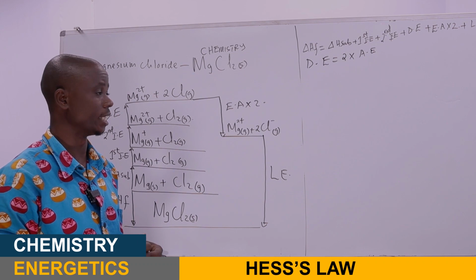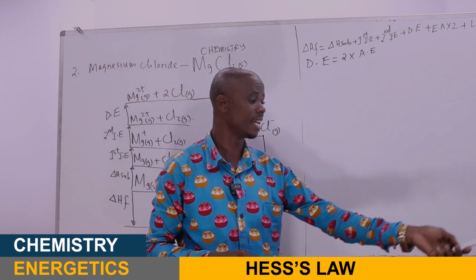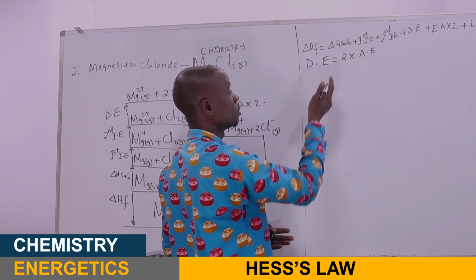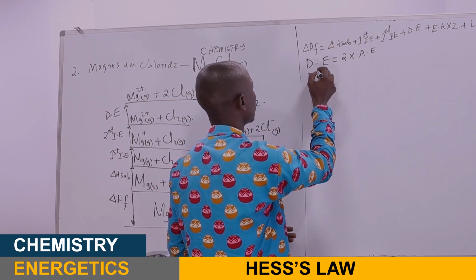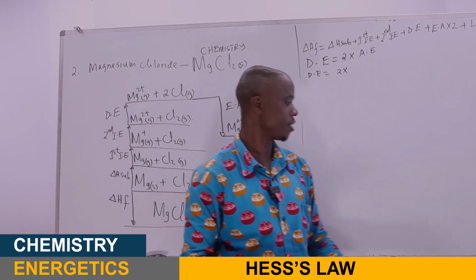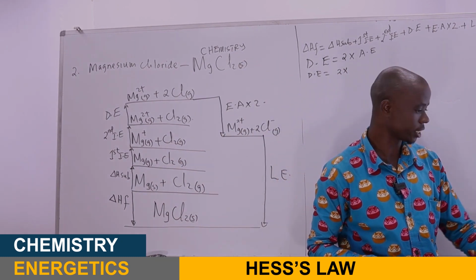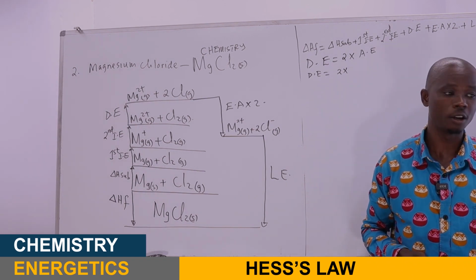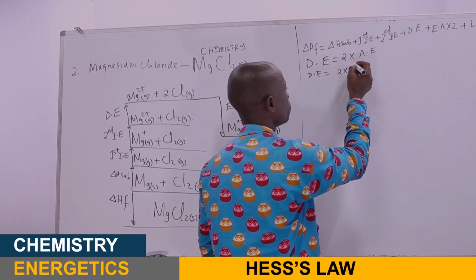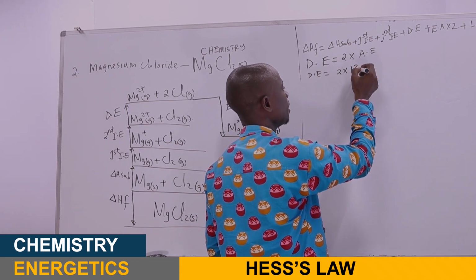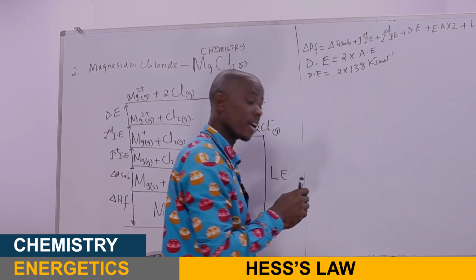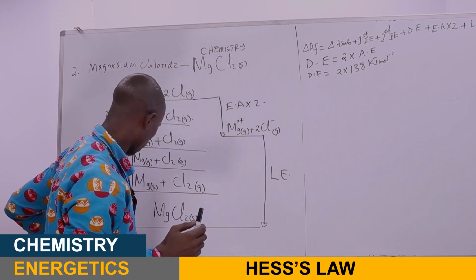2 times atomization energy. Now, because we have the data there, we can just multiply so that we can substitute all these values into the given formula. So dissociation energy will be equal to 2 times the given value for atomization energy of chlorine molecule, which is positive 138 kilojoules per mole. So you multiply by 138 kilojoules per mole.